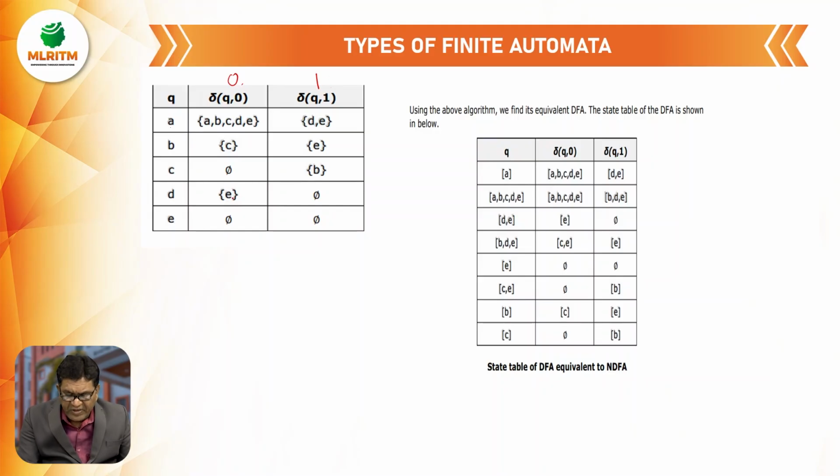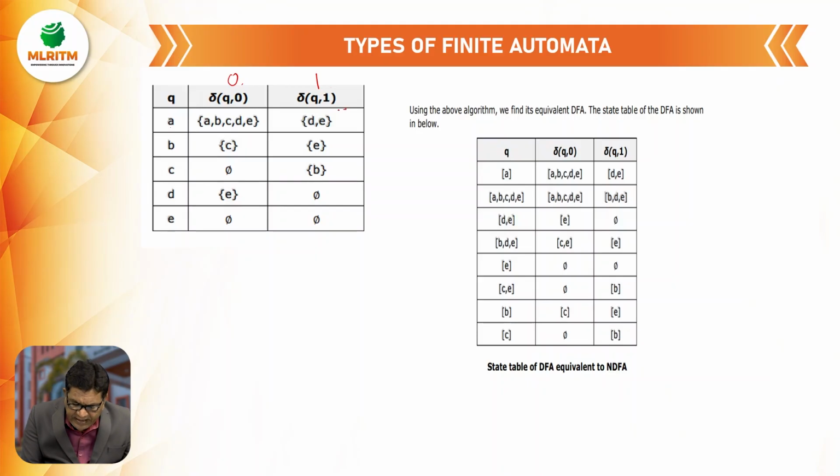D with 0, E. D with 1, phi. For D, there is no transition path. E with 0, phi. E with 1, phi. There is no transition path. By using this transition table of NFA, we are going to create the transition table of DFA by using the given algorithm. Now, it is very difficult to convert, but I want to explain one by one.